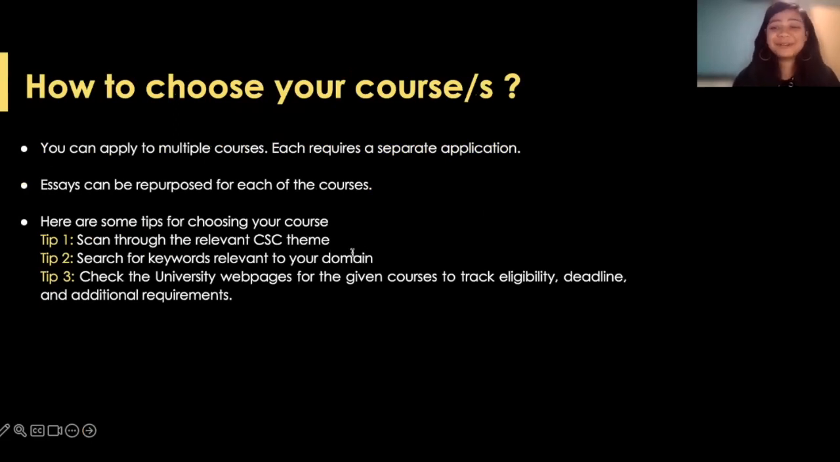So, a very important question, how to choose your courses, right? It's a difficult question because you'll have before you a database of all sorts of courses that you can apply to in various universities. Sometimes it's also heartbreaking because maybe you were looking forward to a certain course in a certain specific university, but that is not covered under Commonwealth Shared Scholarship, of course. But nevertheless, there's potential to apply in multiple courses. Each requires a separate application, like I mentioned before.